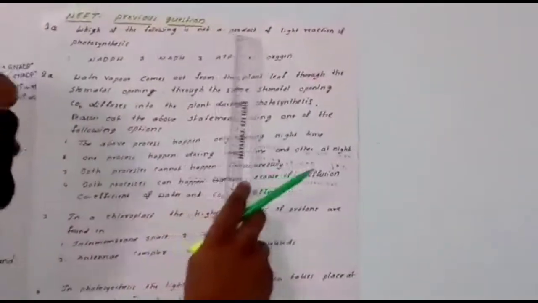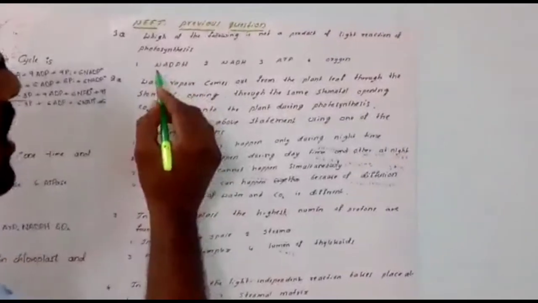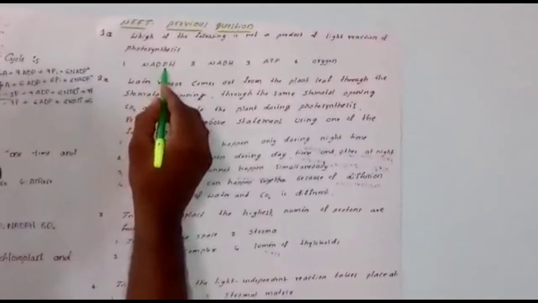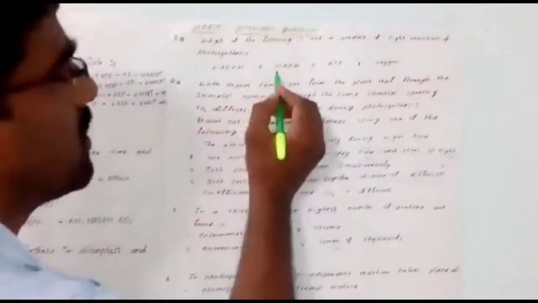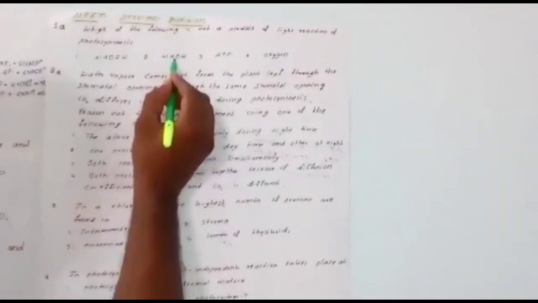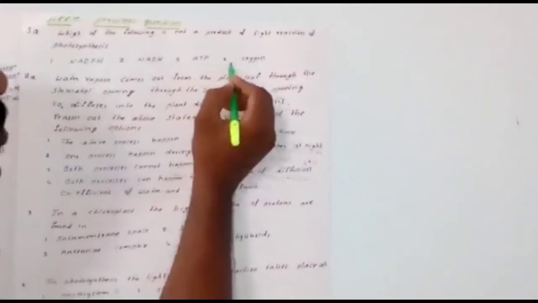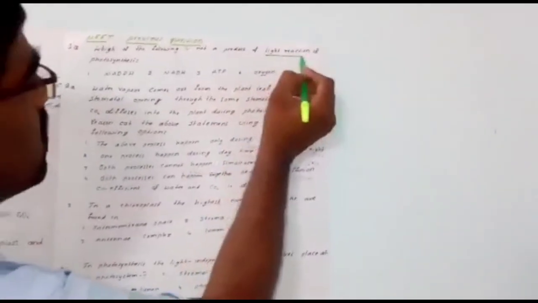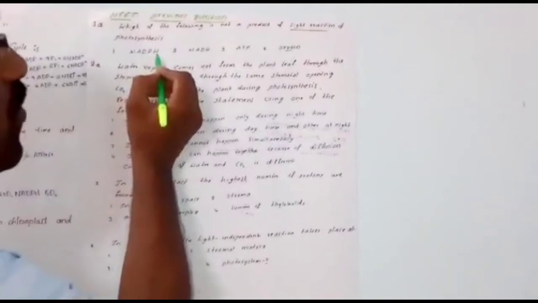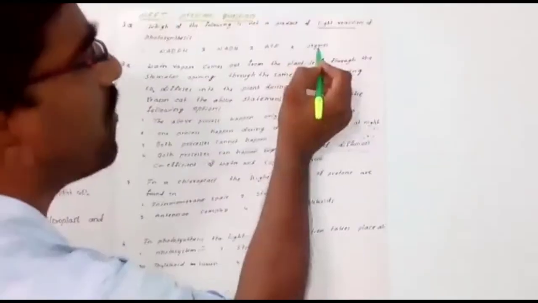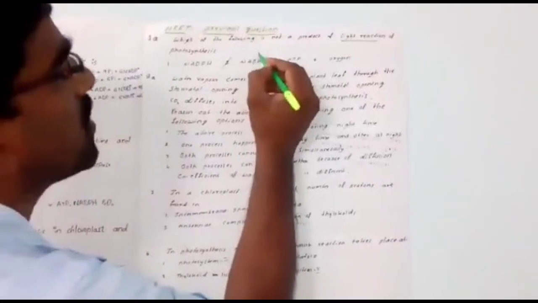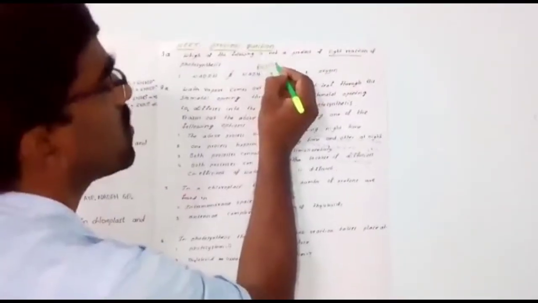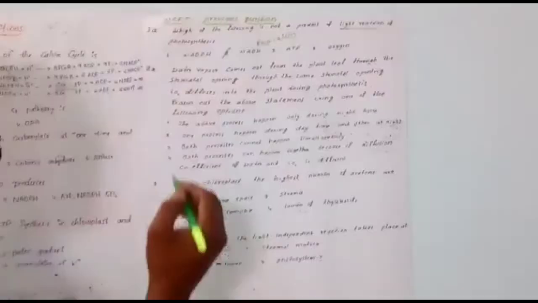First question is, which of the following is not a product of the light reaction of photosynthesis? Option A, NADPH, nicotinamide adenine dinucleotide phosphate with hydrogen ions added. Second option is NADH, nicotinamide adenine dinucleotide. Third one is ATP, fourth one is oxygen. In the light reaction of photosynthesis, NADPH formation, ATP formation and oxygen formation all take place. But NADH2 formation generally takes place in the respiration process, not in photosynthesis. So option B is the right one.